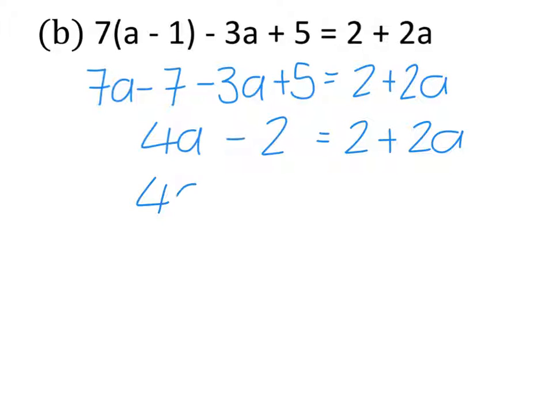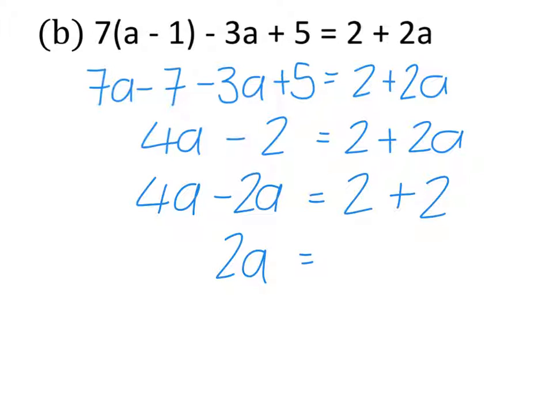So we have 4a here already. Bringing the positive 2a over gives us negative 2a equals. And on the right hand side we already have the number 2, and taking the negative 2 over, it changes to plus 2. So we have 4a take away 2a, which is 2a, and on the other side we have 2 plus 2, which equals 4.